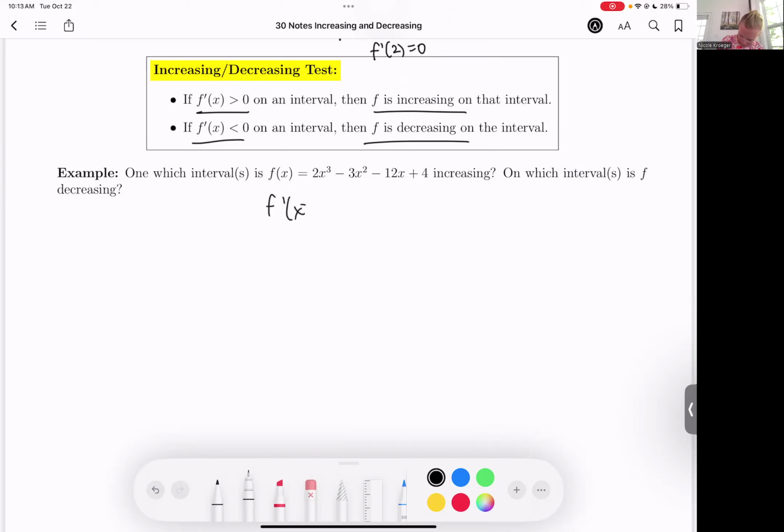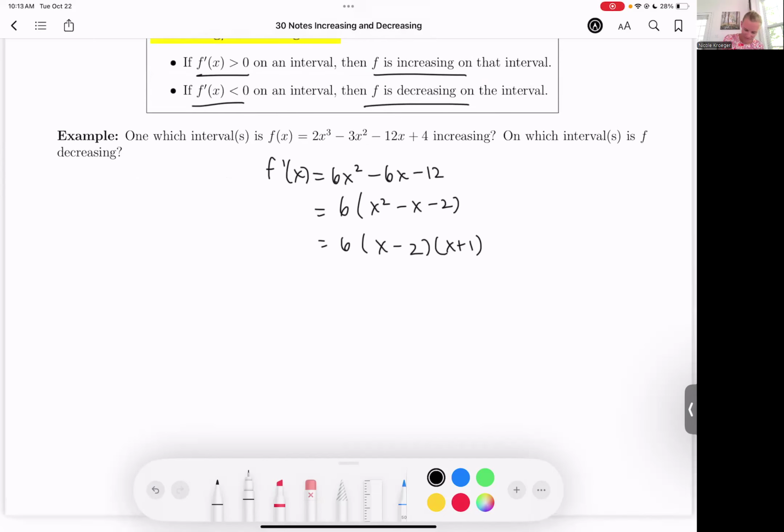The derivative in this case is 6x squared minus 6x minus 12. We can go ahead and factor a 6 out. We're left with x squared minus x minus 2. And then let's go ahead and factor that. That's x minus 2 times x plus 1. So this is our first step: find the derivative.